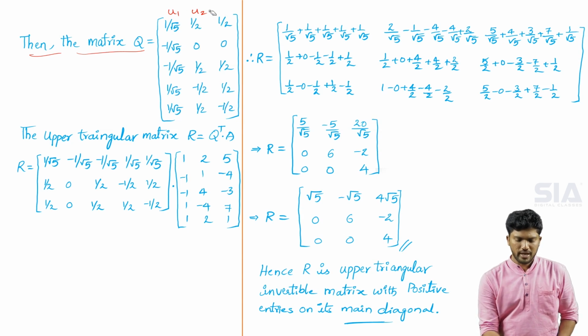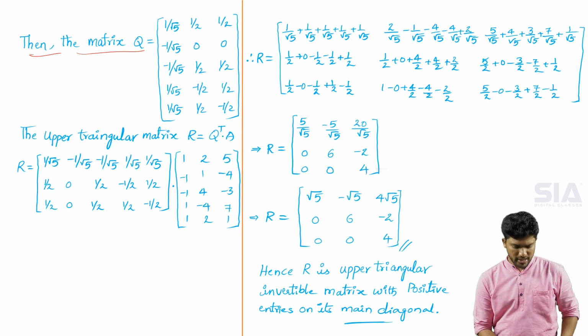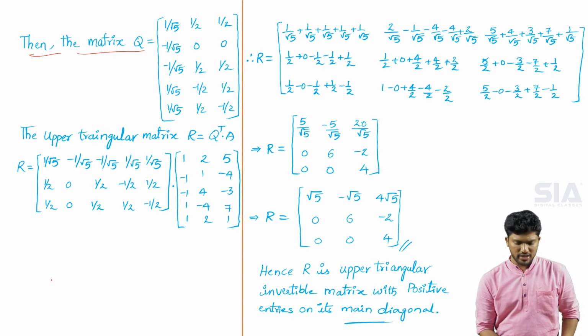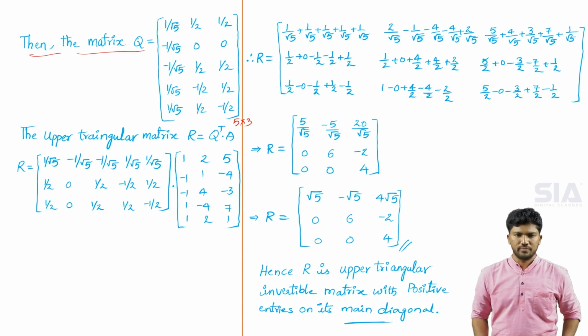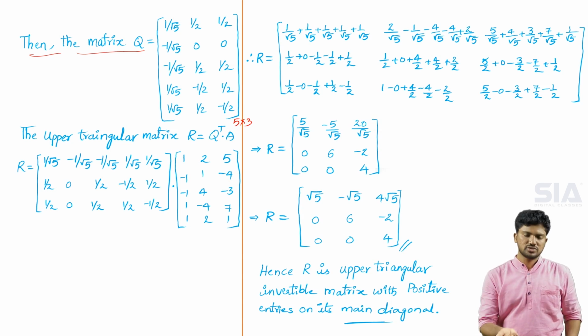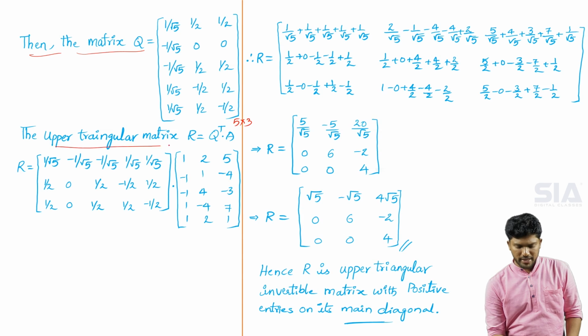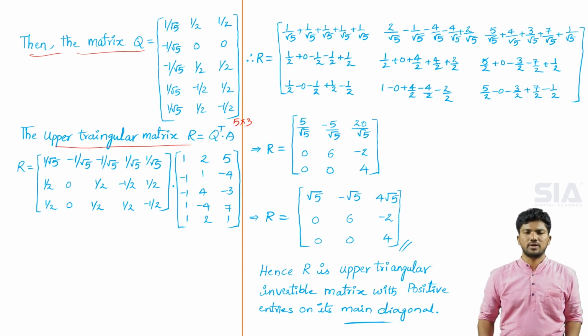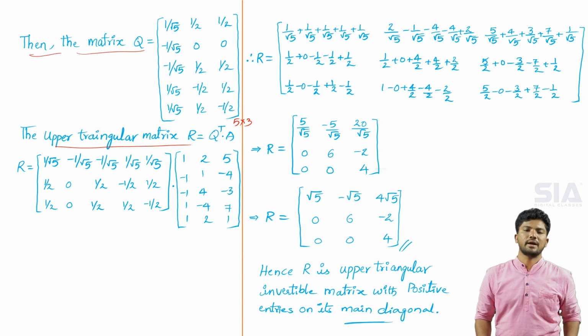So capital Q is an m by n matrix, as we said in QR factorization. It is a 5 by 3 matrix: 5 rows and 3 columns. Now that we have the Q matrix, to find the QR factorization we need to find capital R. The upper triangular matrix capital R is equal to Q transpose into capital A.